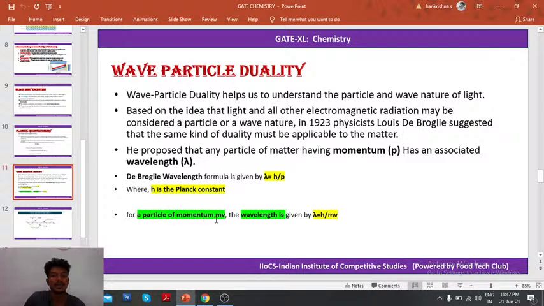Then for a particle, mv, that is mass into velocity, and the wavelength lambda is equal to h by mv. So this equation can be applicable to solving the problems relating to wave particle duality. This was finalized by the physicist Louis de Broglie.